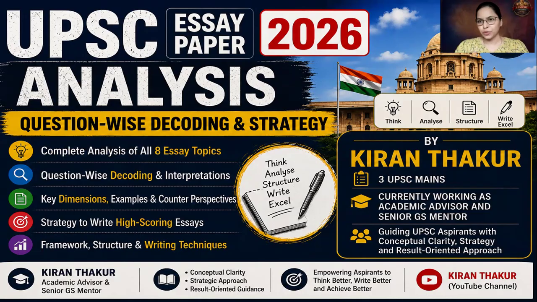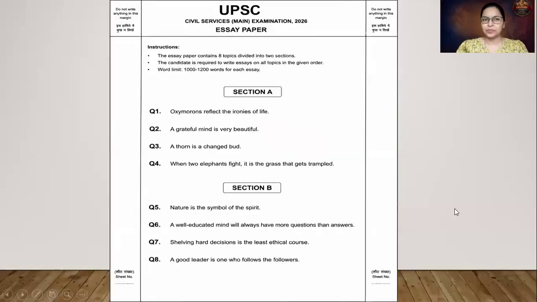Now, what are we supposed to do today? First of all, we will have a glance at the essay paper. We are going to decode the major themes of this year's paper. And today we will focus on section A. We know that there are two sections in an essay paper, so today we will decode each and every topic of section A. Let us proceed with the session.